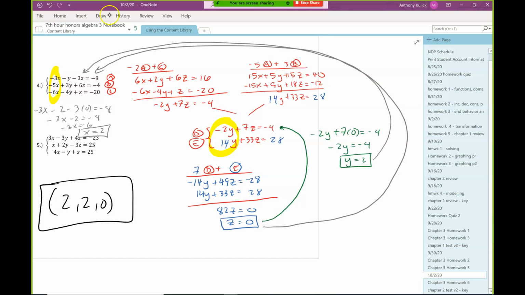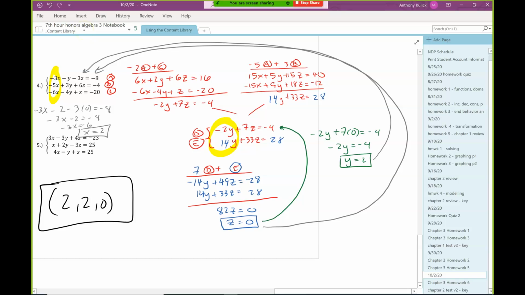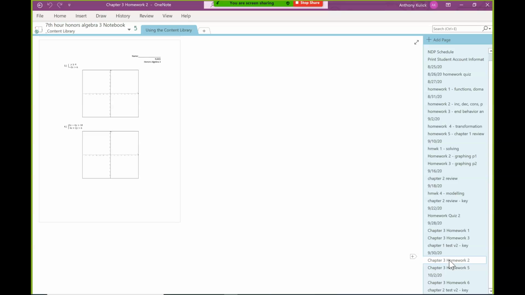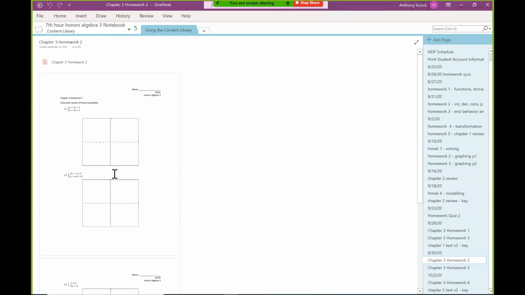Are we ready to move on and talk about the stuff for today, Edmund? I just have one more question. Sure. For homework 2, how do you find the coordinates outside of just putting it into whatever? So on 2, this one. Here's the thing. You can't tell whether you should be shading above or below until it's in slope-intercept form.